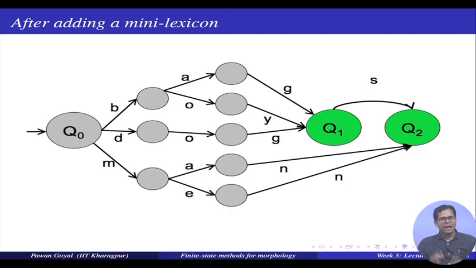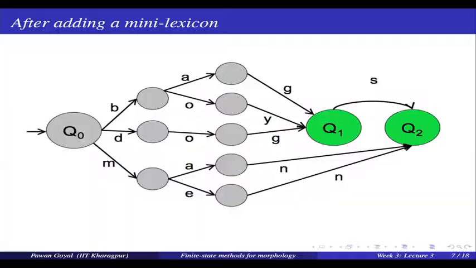And then you can have S added to that, and this becomes plural. So you have dogs, bags, and boys together. What do you do for the irregular nouns? You have a different path. Man and men, they again go to Q2 directly.